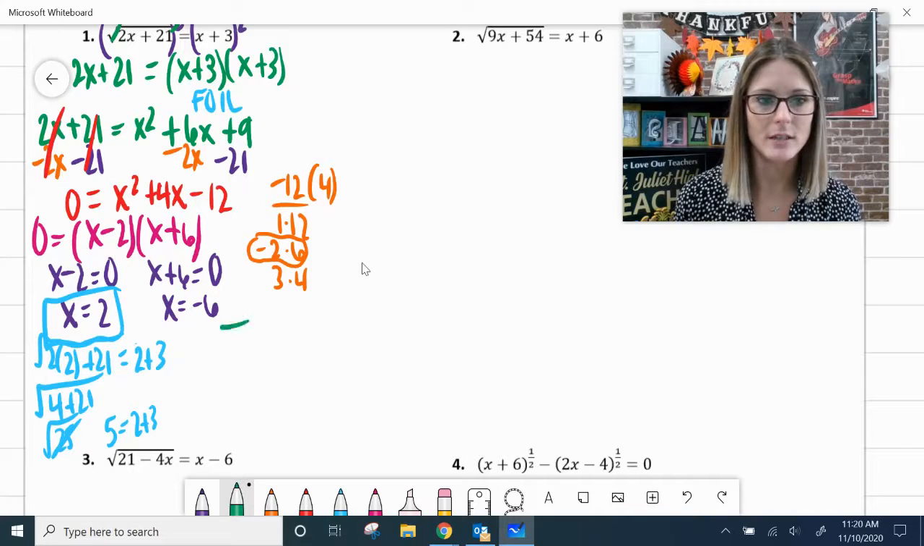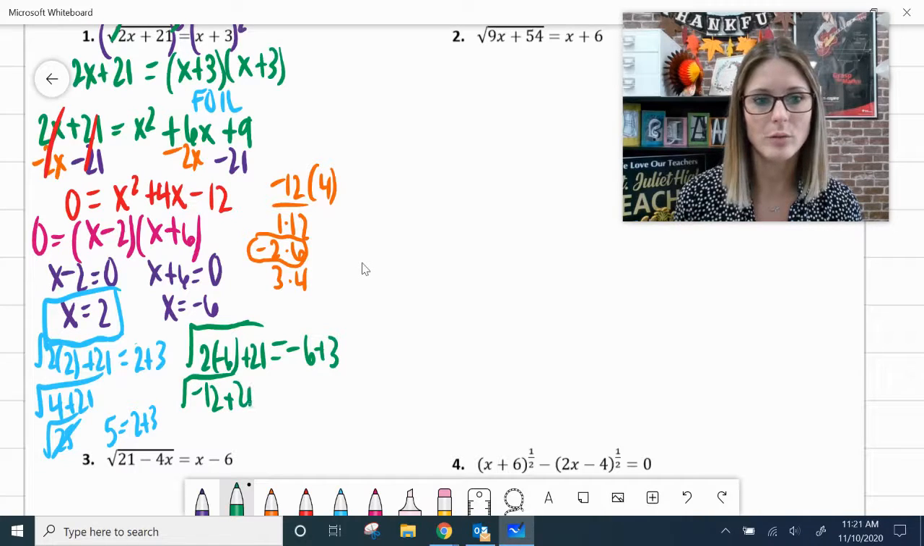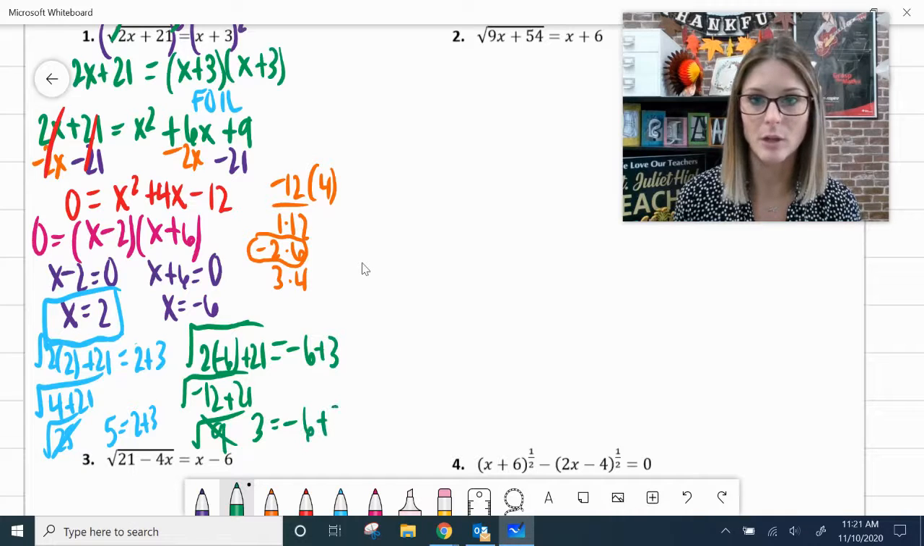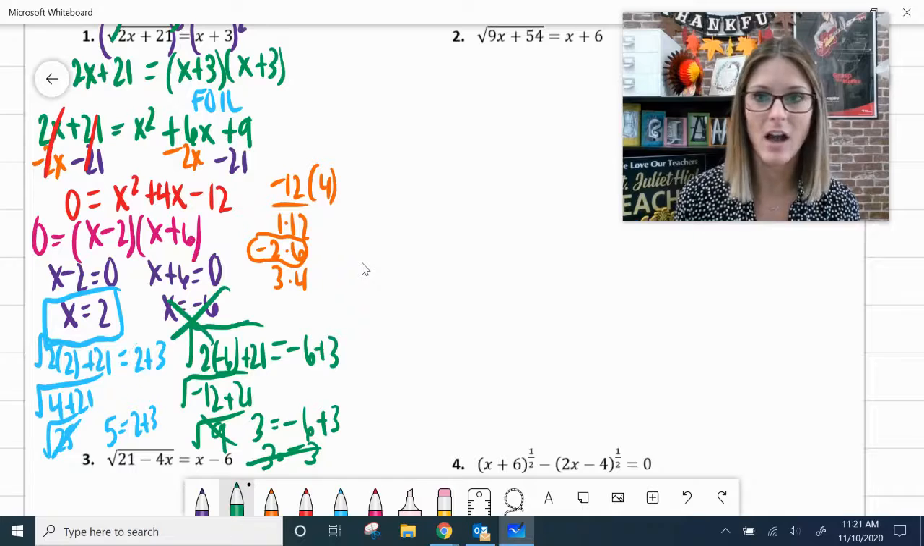What about negative 6? The square root of 2 times negative 6 plus 21. Does that equal negative 6 plus 3? I'll have negative 12 plus 21, so I'll have 9. The square root of 9 is 3. Is that equal to negative 6 plus 3? No. Negative 6 plus 3 is negative 3. That doesn't work. That's not an answer.